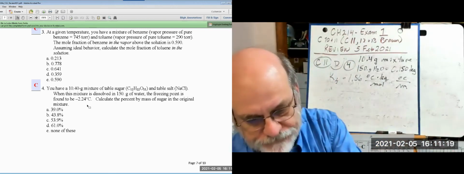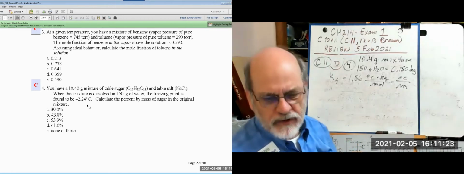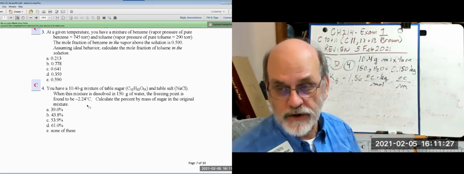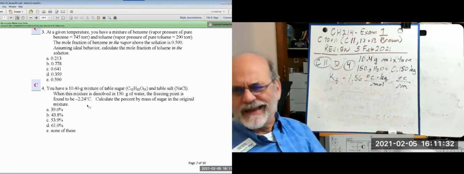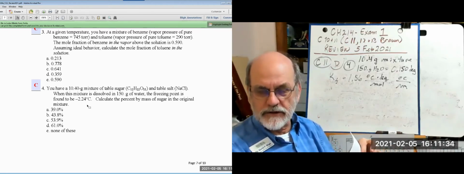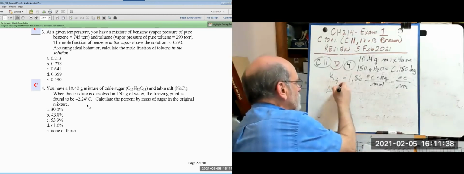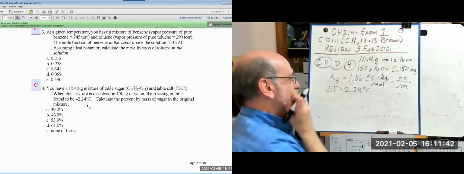Okay. Well, we're still looking at what's given. What's the change in temperature? The change in temperature for freezing point is 2.24 degrees centigrade. It has to be negative, right? The change of temperature is what we're dealing with. Delta T is 2.24 degrees C.